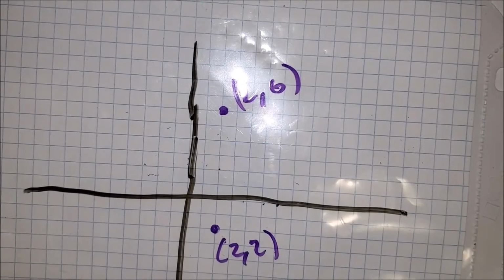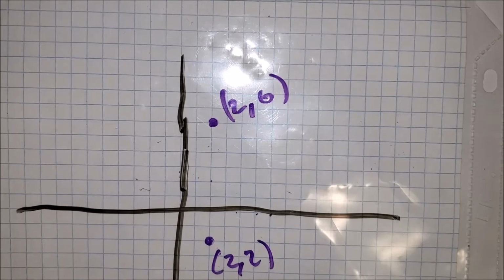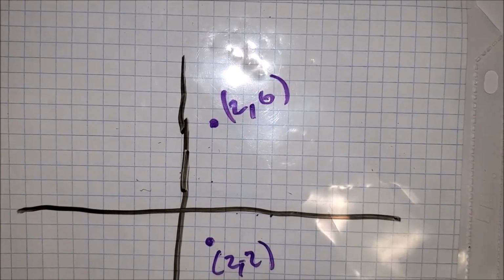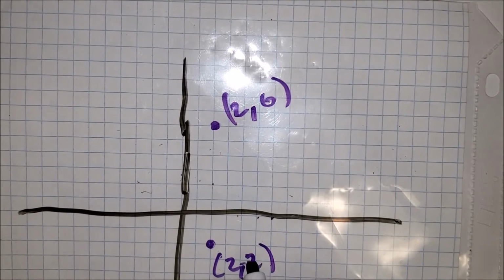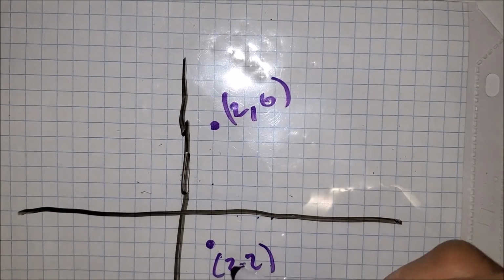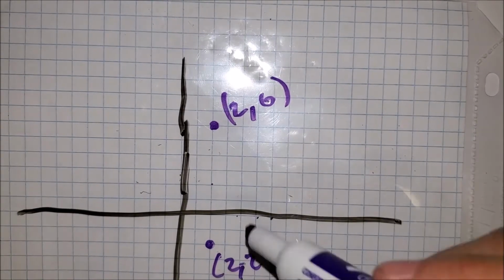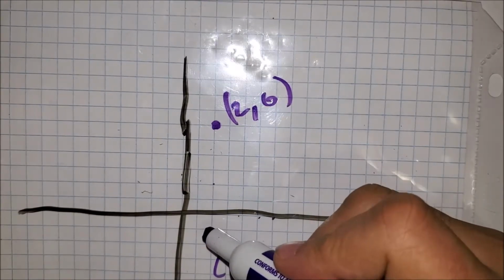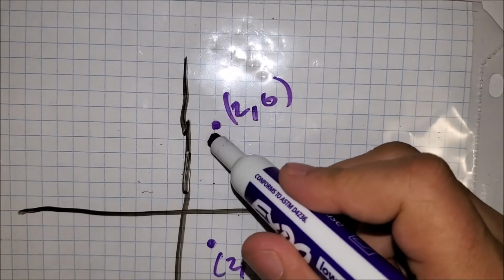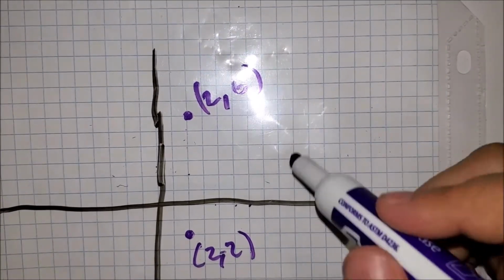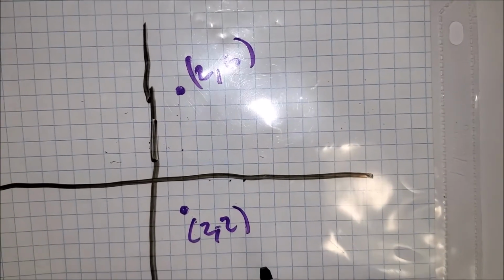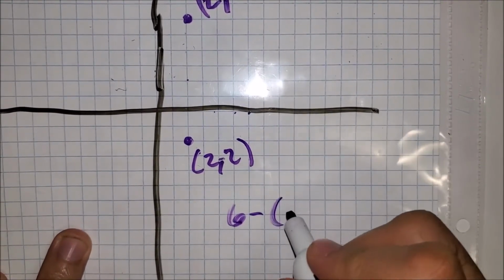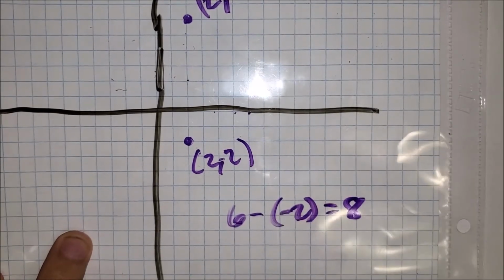Let's consider now calculating y distance, or vertical distance. Here we have 2 points, (2, -2) and (2, 6). Their x values are the same, and it does not change horizontally, only vertically. If we calculated the vertical distance, we'd see it's 1, 2, 3, 4, 5, 6, 7, 8. So this has a distance of 8. And if we took their difference, 6 minus -2 equals 8.